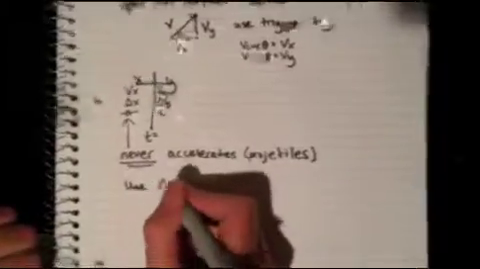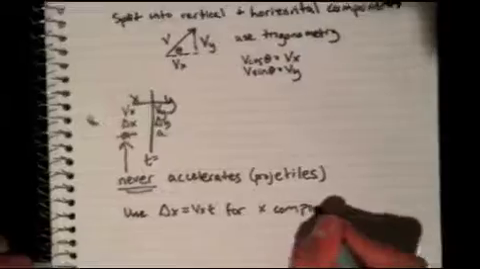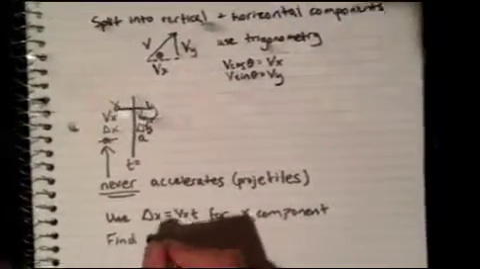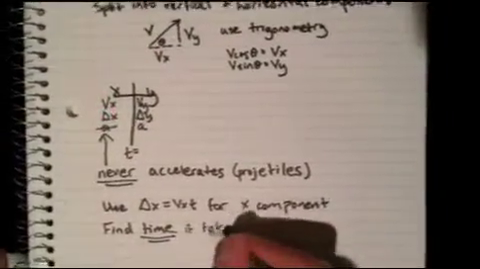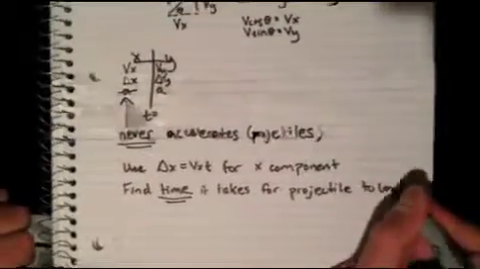Generally, the only formula you're going to want to use for the x component is delta x equals vx t because there is no acceleration. The key for 2D kinematics is to find the time it takes for the projectile to land. This is always done in the y component and can be used in the x component.